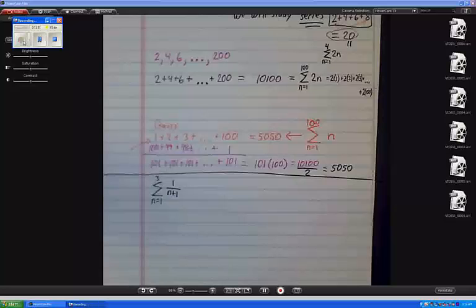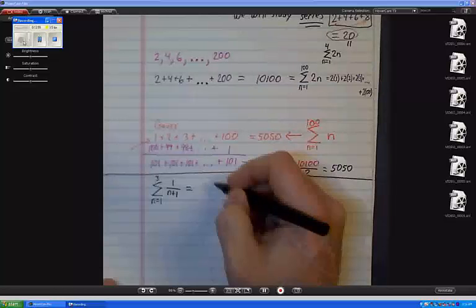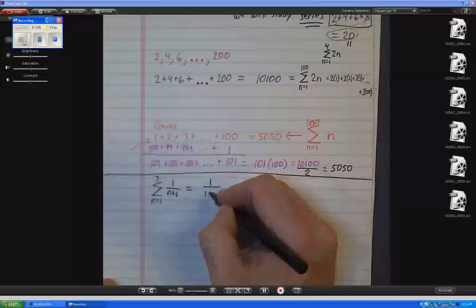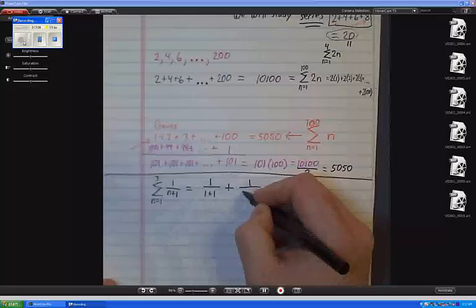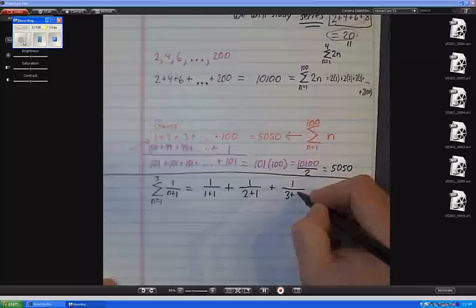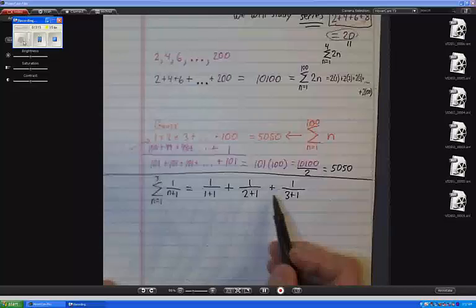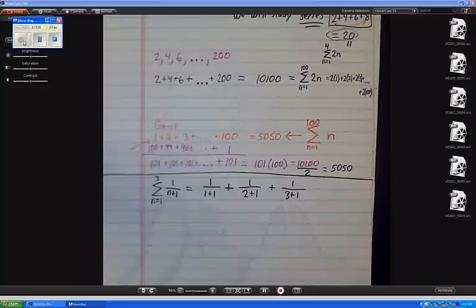So we're going to write out 3 fractions because we need 1 over 1 plus 1 plus 1 over 2 plus 1 plus 1 over 3 plus 1. The n changes as I go from term to term. That was n. N started at 1 and it ended at 3. Does that make sense to people? That's how summation notation works.